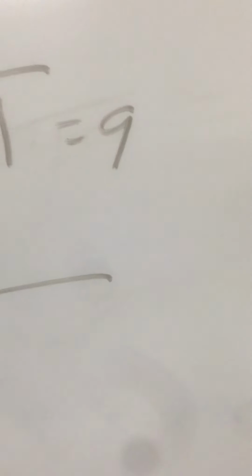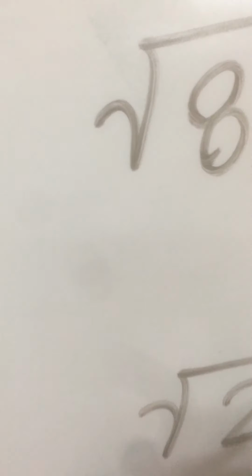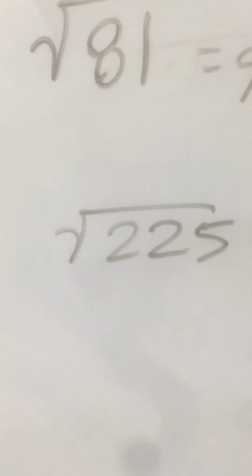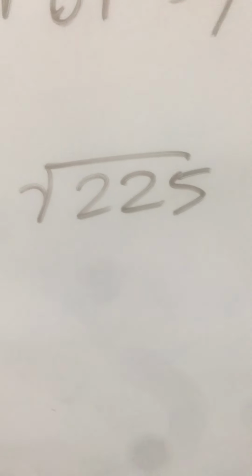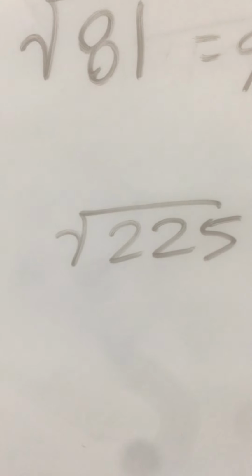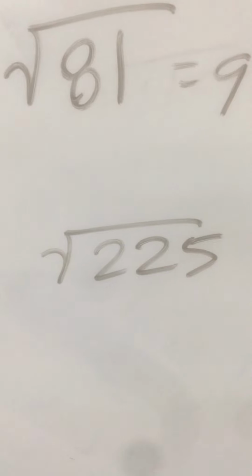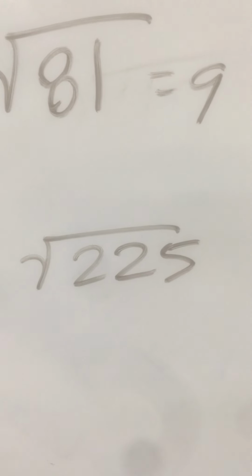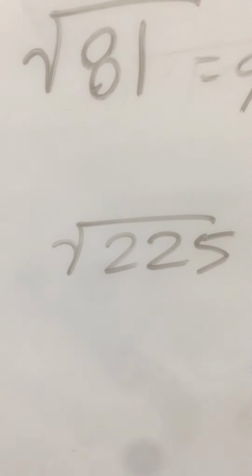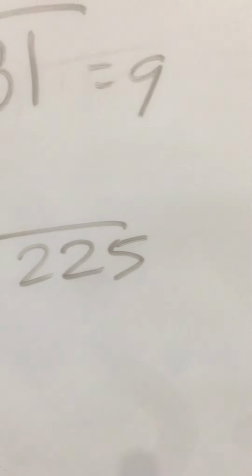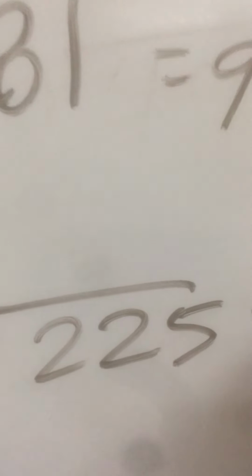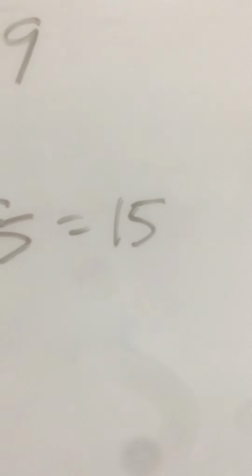Let's try another. Let's say square root of 225. The square root of 225, you may know it, but let's just use a calculator. We're doing the second button. Square root symbol, which looks like an x squared. Then we're doing 225, and the answer is 15. Okay, square root of 225 is 15.